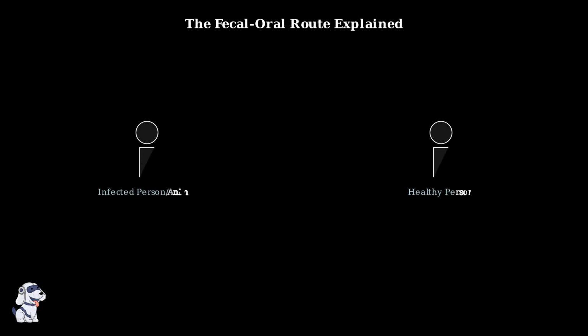Giardia spreads through what scientists call the fecal-oral route. This might sound complicated, but it's actually a straightforward concept that explains how this parasite moves from one host to another. The fecal-oral route means that Giardia cysts from the feces of an infected person or animal somehow end up being ingested by a healthy person. This creates a cycle of transmission.